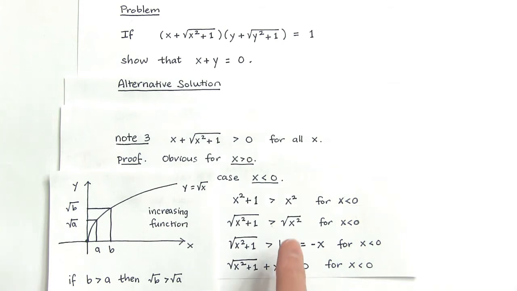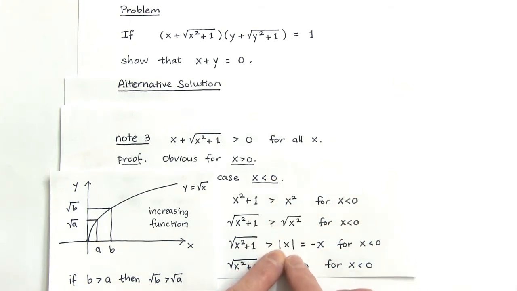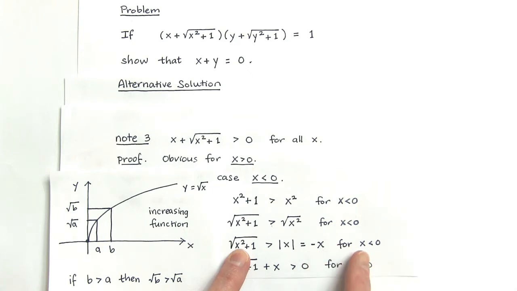For the next line in my proof here, I note that the square root of x squared is just another way of saying the absolute value of x. So this says that the square root of x squared plus 1 is greater than the absolute value of x. But we're assuming that x is negative, so the absolute value of x is found by taking the negative of x.